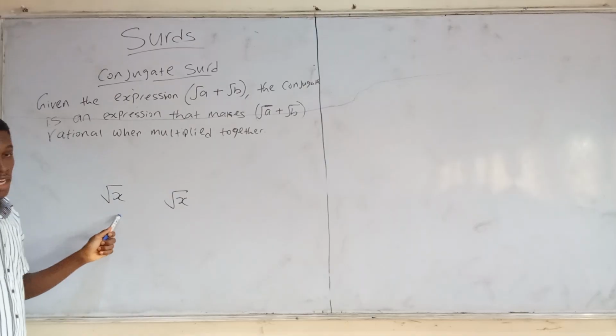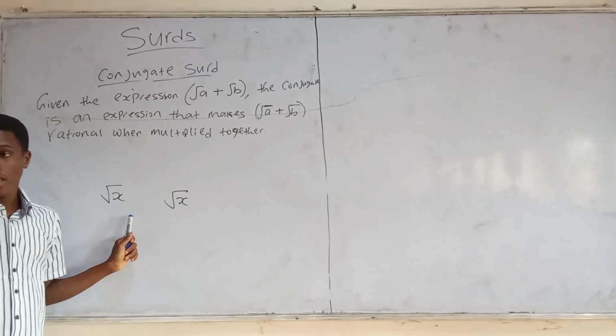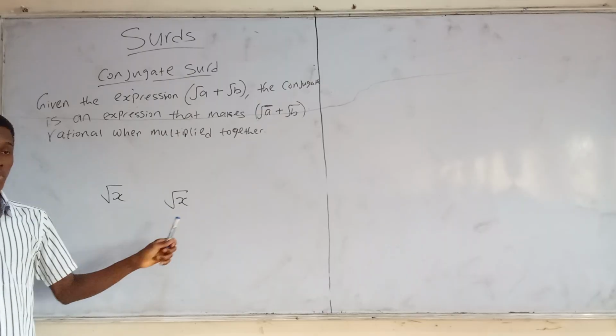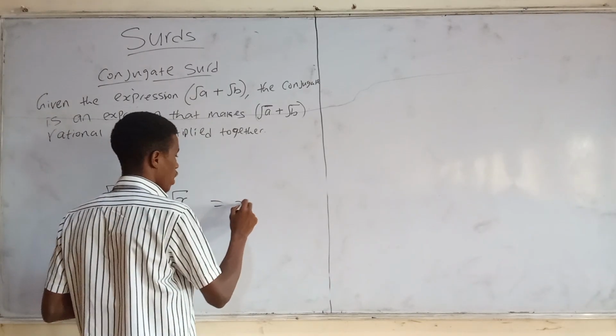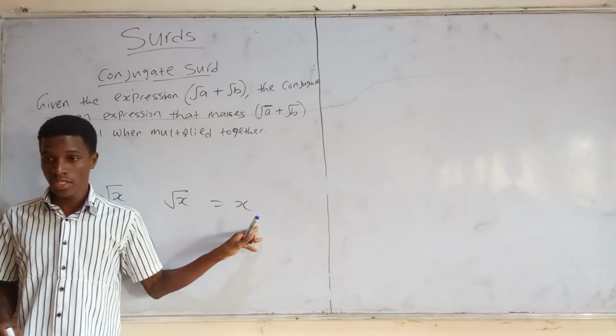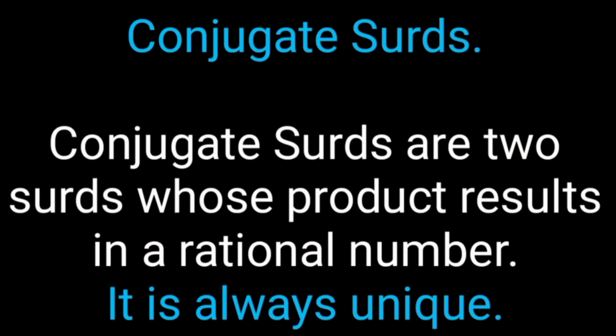So if we have surd x, the conjugate of surd x is that surd that will be multiplied to surd x to make it what? Rational. When you multiply this, what do you have? X. These are irrational, but this one is what? Rational. Is that clear? The conjugate of a surd is always unique. This is what forms the third rule of rationalization of surd.